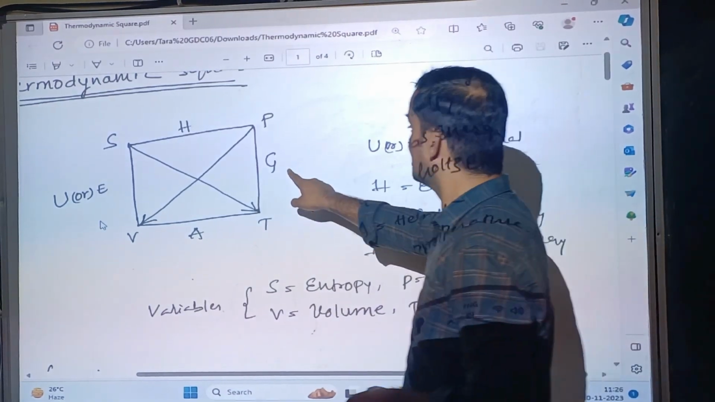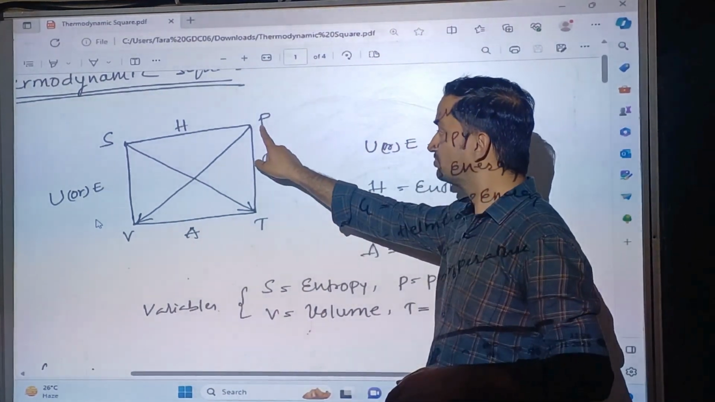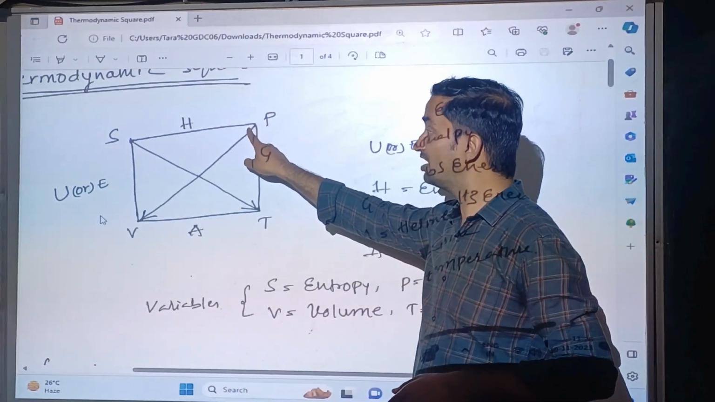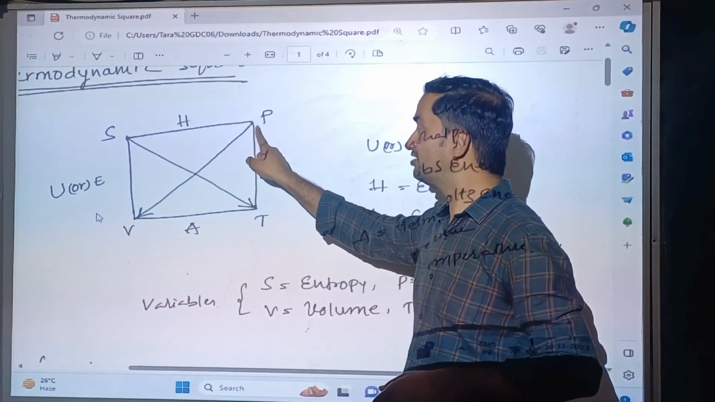Now if that is the case, I can write dou G equal to V dou P. It is said with plus. Why plus? Arrow mark is away from. So V dou P.